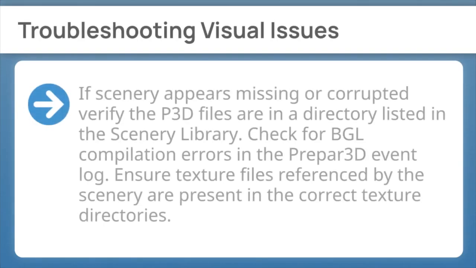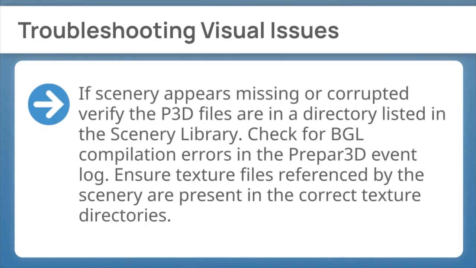Finally, troubleshooting visual issues. If scenery appears missing or corrupted, verify the P3D files are in a directory listed in the scenery library. Check for BGL compilation errors in the Prepar3D event log. Ensure texture files referenced by the scenery are present in the correct texture directories.